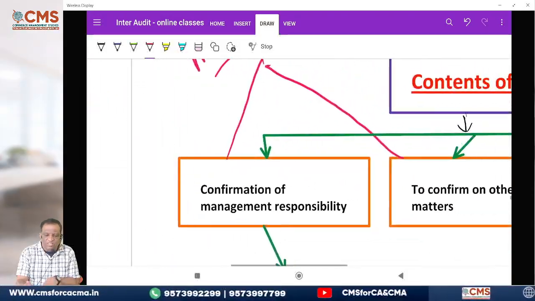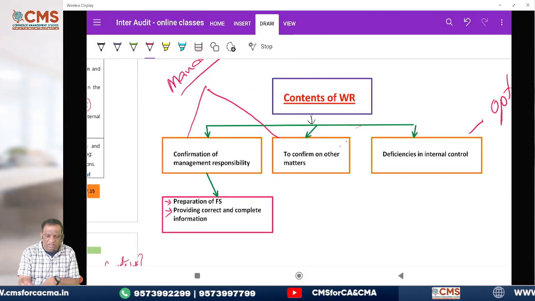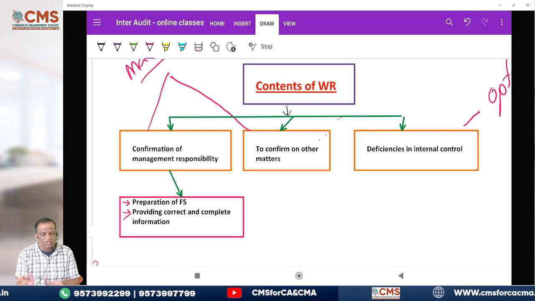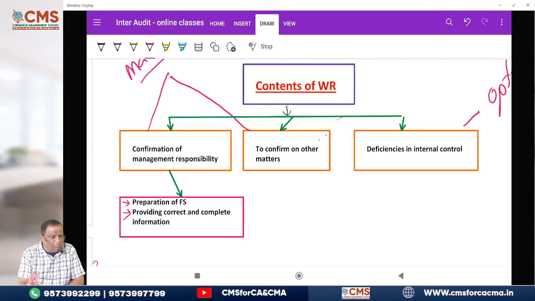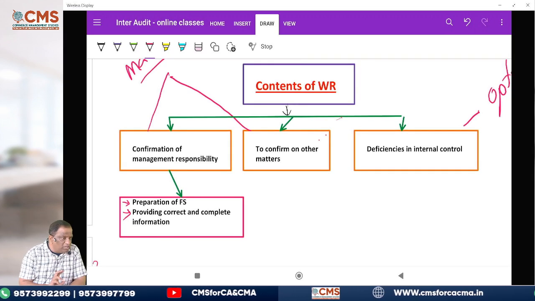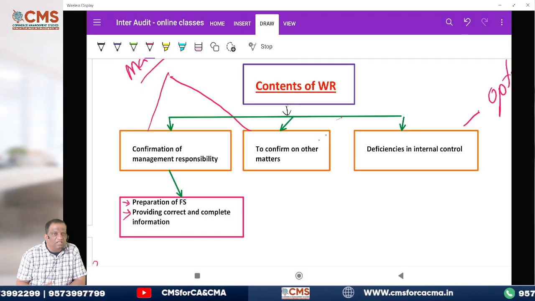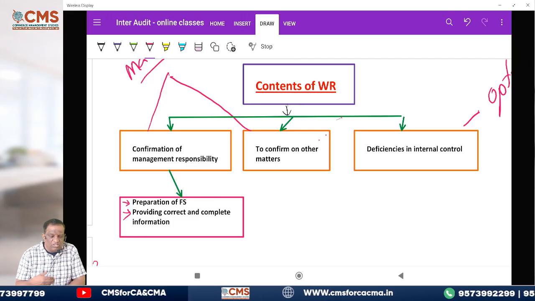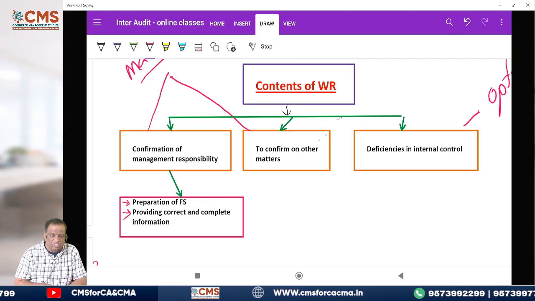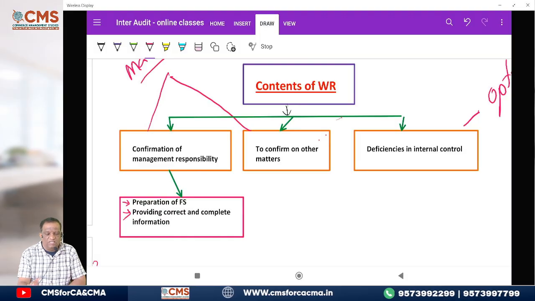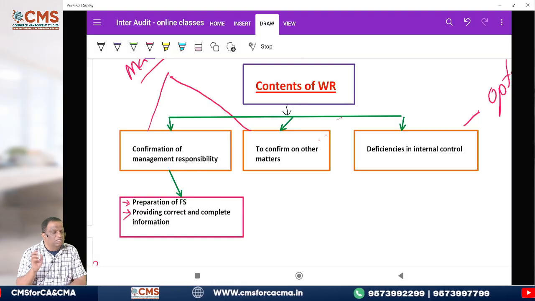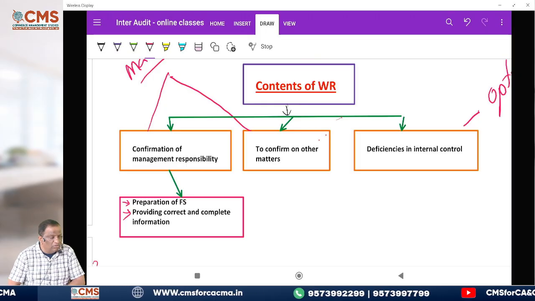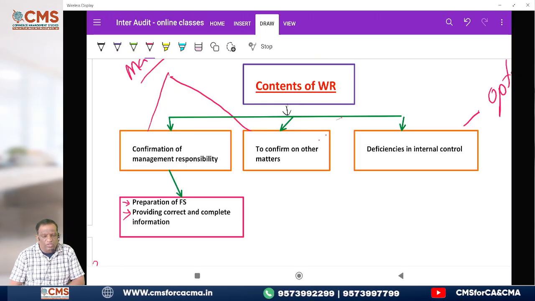Then comes the contents. Standard question he is asking: what are the contents of my written representation? It is a letter given, but what are the contents of it? It will contain three points. First, confirmation of management responsibility. That is, you take the letter in writing from the management saying, yes, they are responsible for preparing the financials, providing the correct and complete information and all that. Second, to confirm on certain other matters, like maybe court cases, provision for debtors and all that. And the third, any deficiencies in internal control.